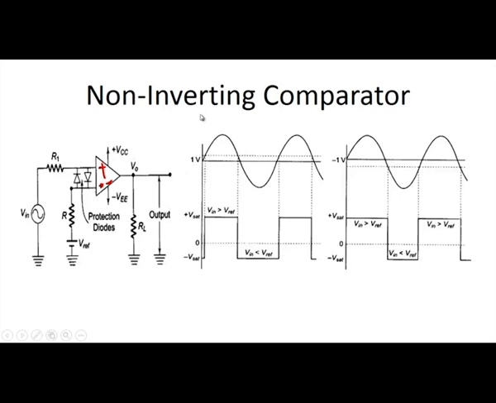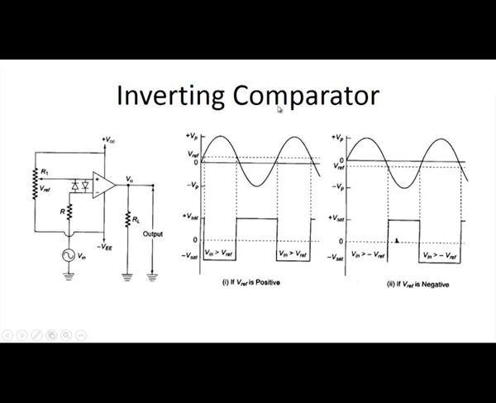So, these input output waveforms show positive V reference as well as negative V reference. And it is a non-inverting comparator because the signal is given to the positive terminal of the operational amplifier. And next is the inverting comparator. Here the signal is given to the inverting terminal. The alternating signal is given through the resistance to the inverting terminal of the operational amplifier, and the positive terminal is given the V reference voltage.